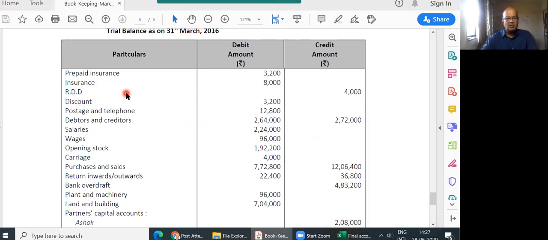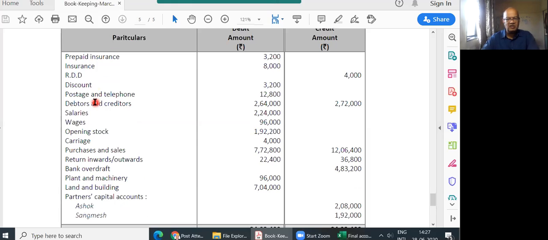RDD. The RDD given in the trial balance is an old RDD. I shall discuss with you what we shall do with it when we solve the sum. Discount is an indirect expenditure. It will appear in the debit side of P&L account. Postage and telegram, indirect expenditure, debit side of P&L account.